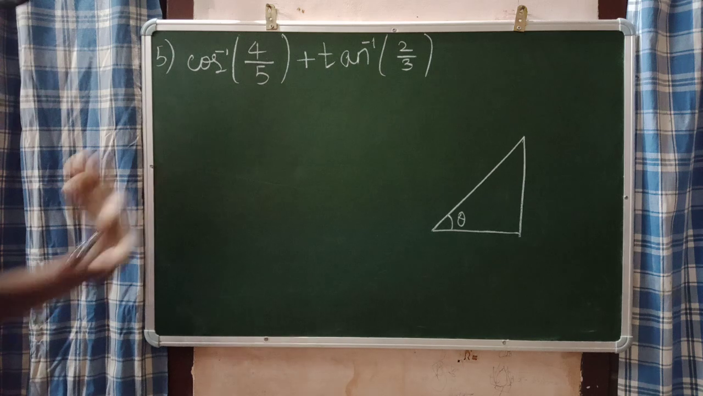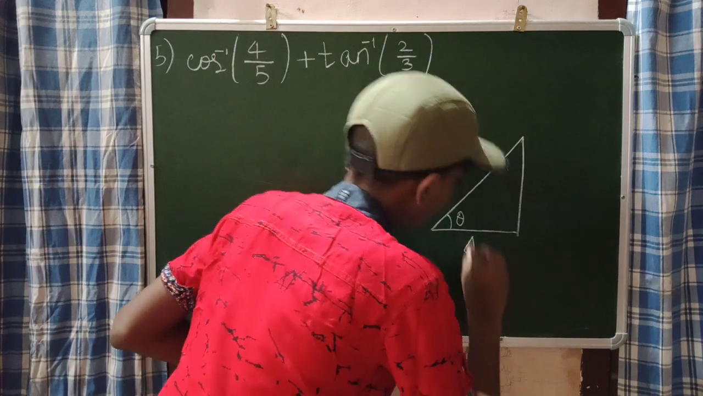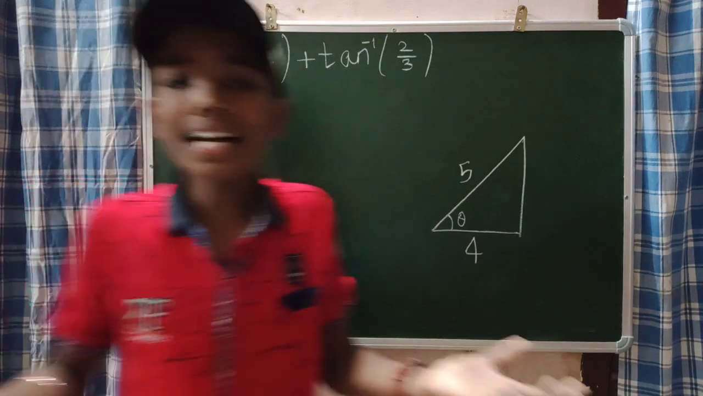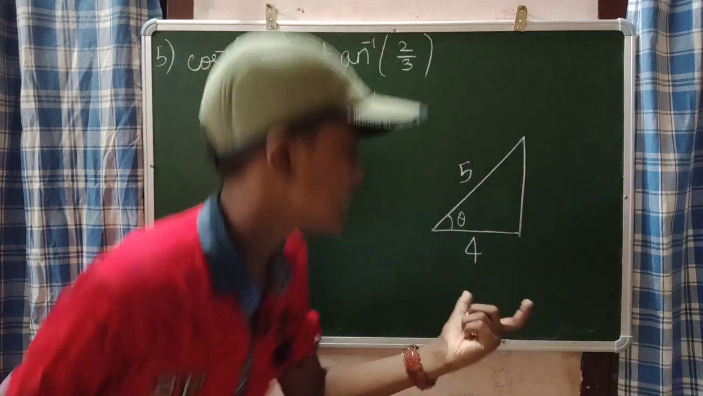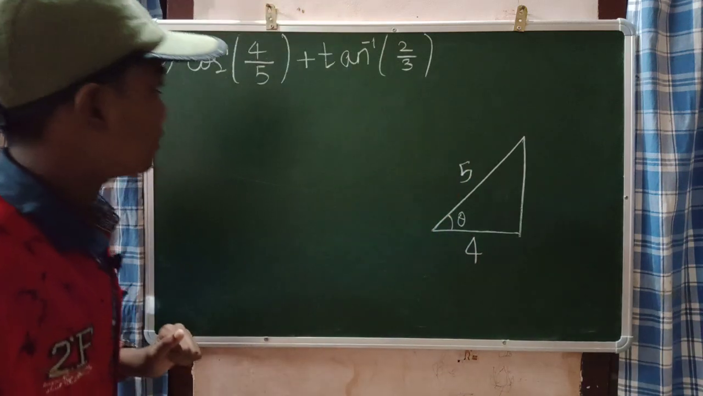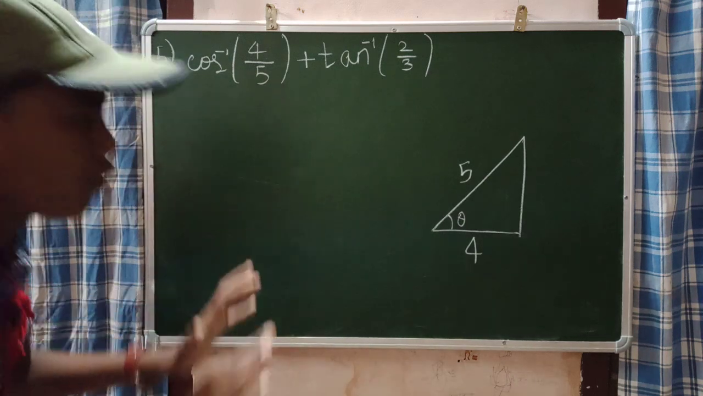If cos theta is equal to 4 by 5, it shows that your adjacent is 4 and your hypotenuse is 5. Correct, guys? Because cos theta is adjacent by hypotenuse. So adjacent is 4 and hypotenuse is 5. That's what I did. Now listen carefully. I took theta, cos theta is equal to 4 by 5.